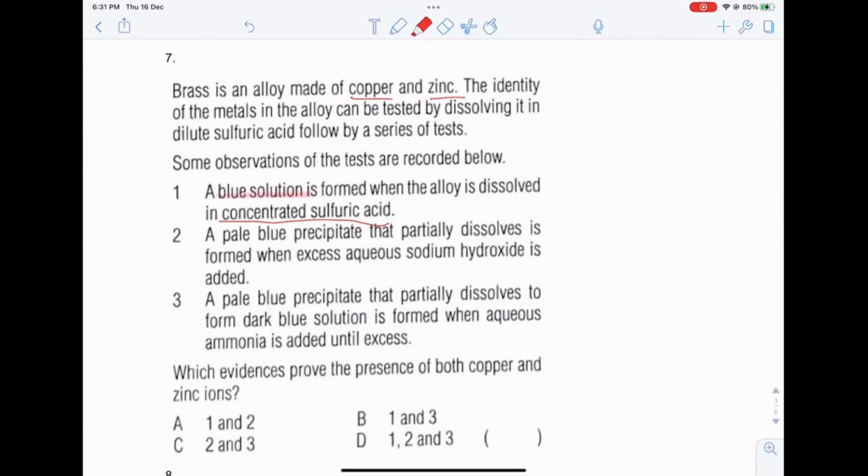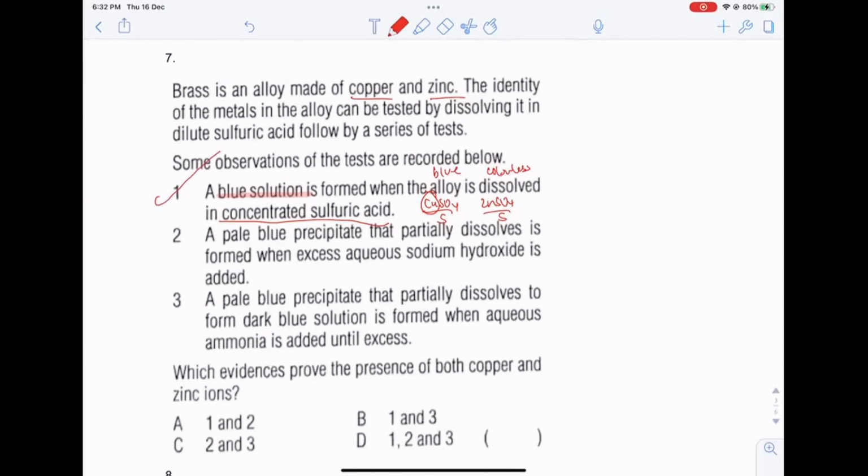Okay, and copper 2 sulfate, so we will form copper 2 sulfate, which is soluble, and zinc sulfate, which is also soluble. It is lead, barium, calcium that's not. So solution is correct. Blue color is because of the copper. Zinc is colorless. So therefore overall it's blue. So number 1 is correct.